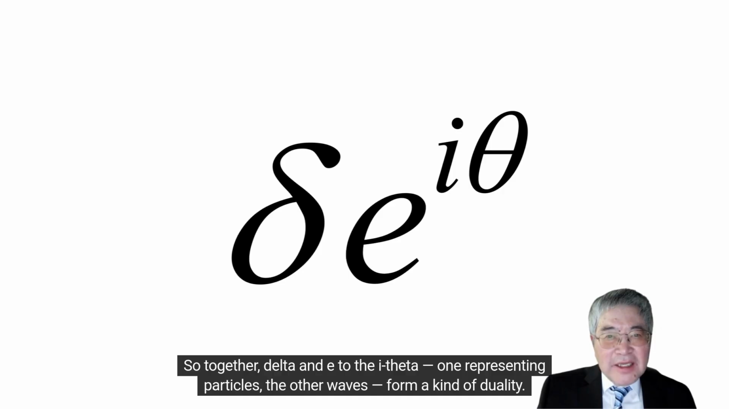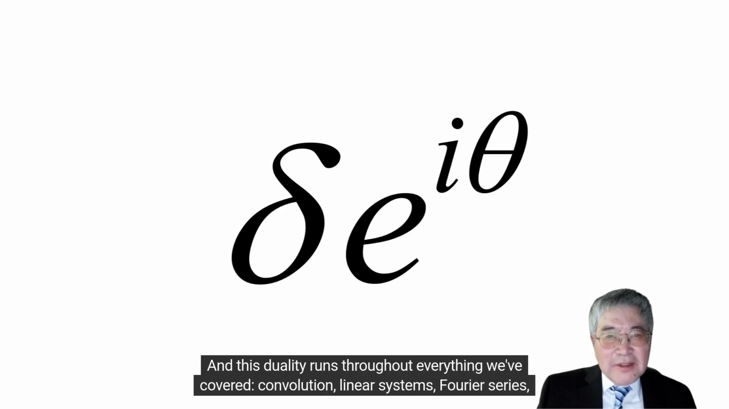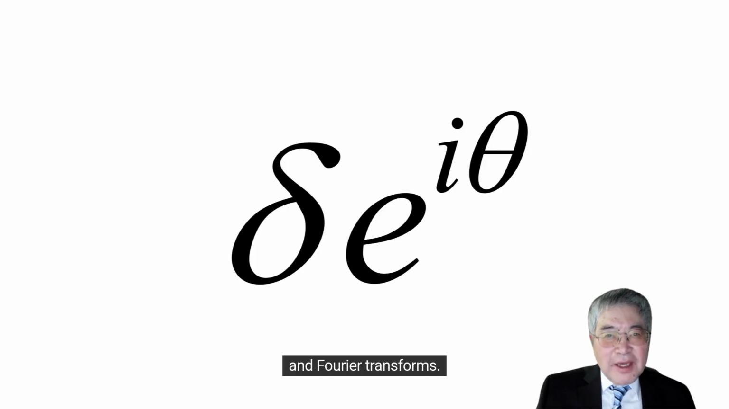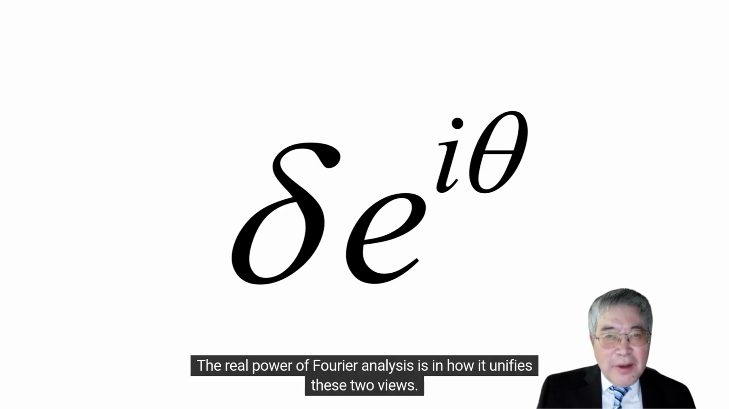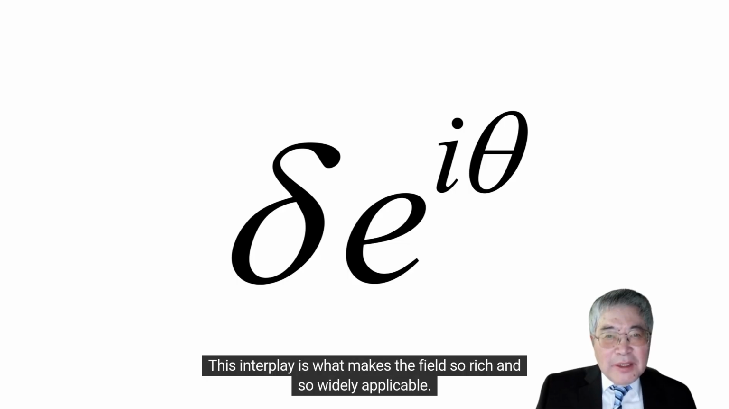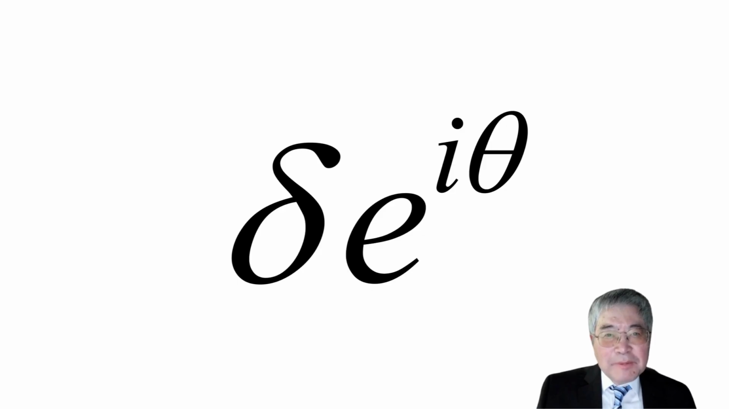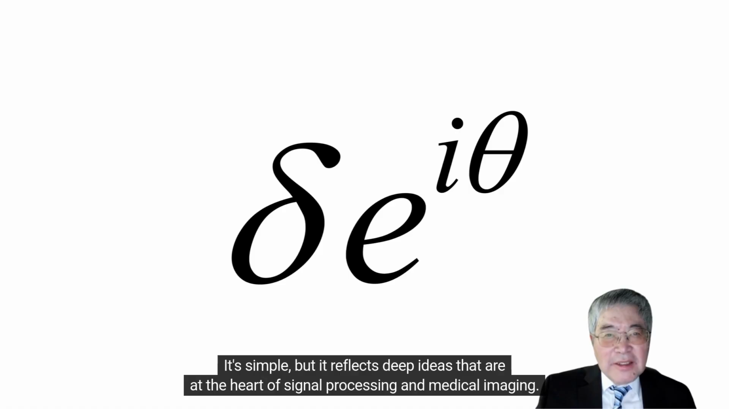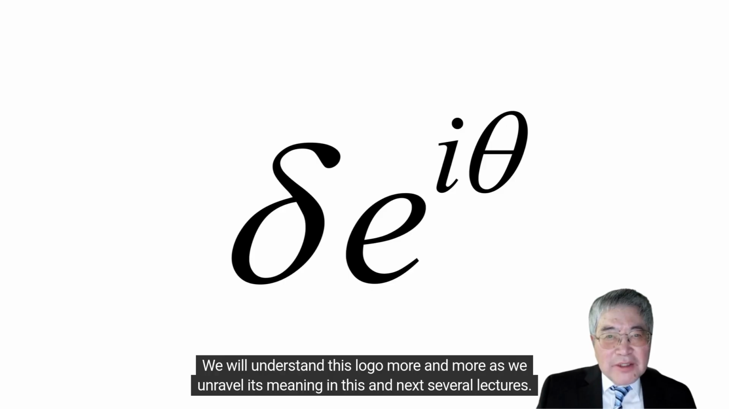So together, delta and e to the i theta, one representing particles, the other waves, form a kind of duality. And this duality runs throughout everything we've covered: convolution, linear systems, Fourier series, and Fourier transforms. The real power of Fourier analysis is in how it unifies these two views. A signal can be described by where things happen using delta functions, or by how things oscillate using sinusoids. This interplay is what makes the field so rich and so widely applicable. That's why I like this little symbol. It's simple, but it reflects deep ideas that are at the heart of signal processing and medical imaging. We will understand this logo more and more as we unravel its meaning in this and next several lectures.